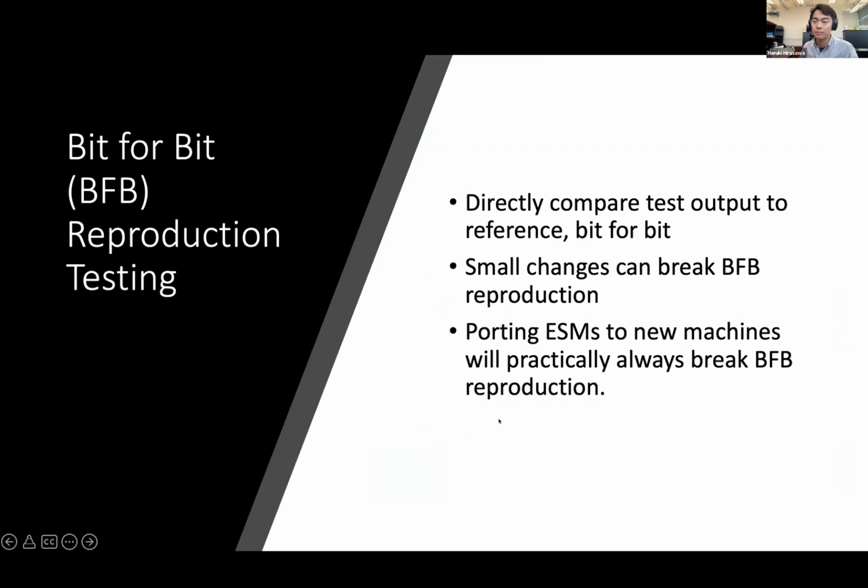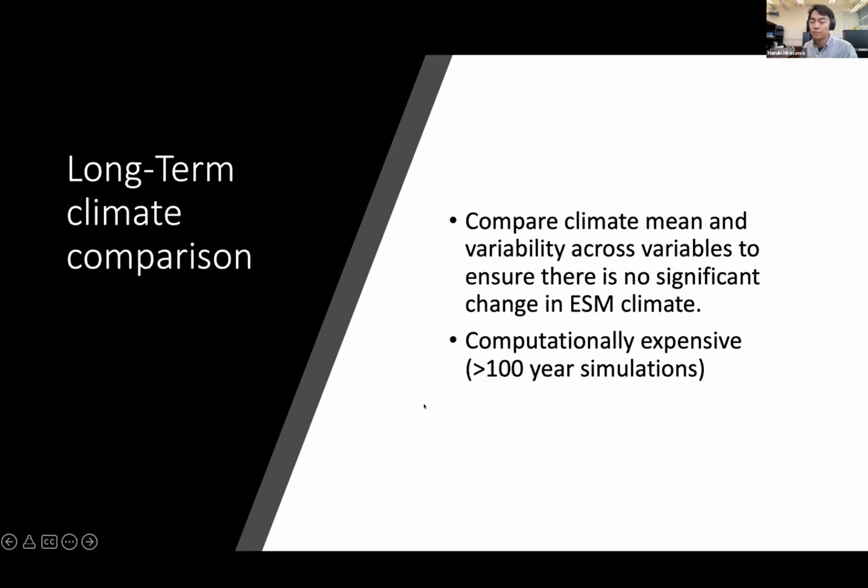So just to discuss these in a little bit more detail. Bit for bit reproduction is pretty straightforward. You just directly compare test outputs to a reference bit for bit. The issue with this is, of course, that small changes can break bit for bit reproduction, and in particular, porting ESMs seems to pretty much always break it. So perhaps the most reliable method for verifying ports is therefore to run long climatological simulations and then compare the climate mean and variability across a couple select variables, in order to ensure there's no significant change in the ESM climate.